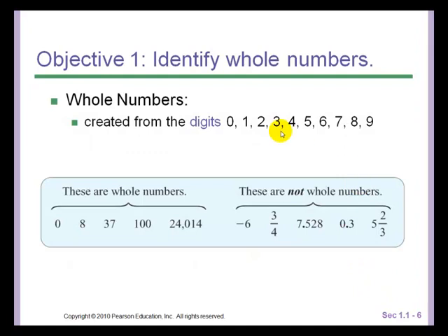Okay, so the next step is talking about whole numbers. That's what we'll be working with to start with. Whole numbers are created from the digits 0, 1, 2, 3, 4, 5, 6, 7, 8, 9. The value of a number depends on where these digits are located. So notice here 37, if we switch their place, we'd get 73. That's why it's a place value system. The place matters. So here are whole numbers. These are not whole numbers. This is an integer. We'll be working with that in the next section. And then we have fractions and mixed numbers and decimals. We'll be getting into those in later chapters.